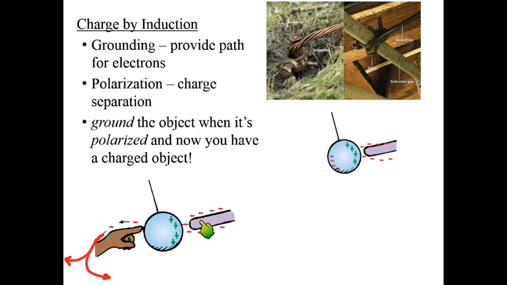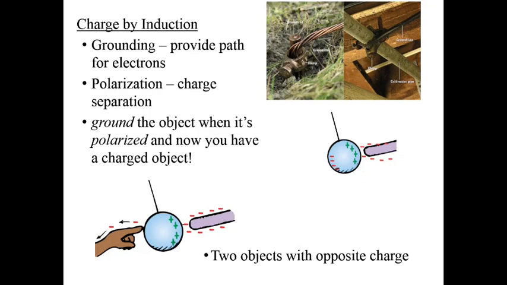These two objects never rubbed together. In fact, they never made physical contact between the two. So because this only came close, we needed to call it another name. We called it charge by induction. And that's what this is. In charge by induction, you wind up with two objects with opposite charge.